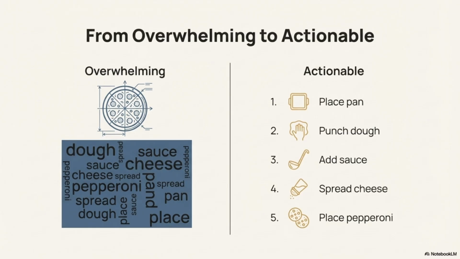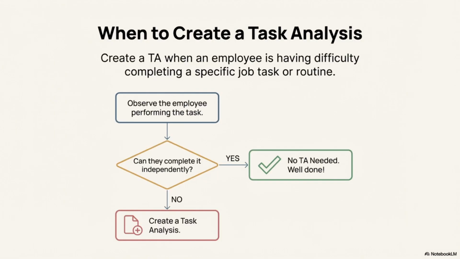But if you break it down: place the square deep dish pan on the prep station. Punch the dough down into the pan with 2 fingers. Ladle pizza sauce on each section. Spread sauce evenly with the bottom of the ladle. Fill a 6-ounce cup with cheese. Spread cheese evenly on each section. Place 4 pepperonis on sections 1, 2, 3, and 4. Now it's manageable. Each step is clear. Each step is observable. Each step can be taught and measured. That's a task analysis.